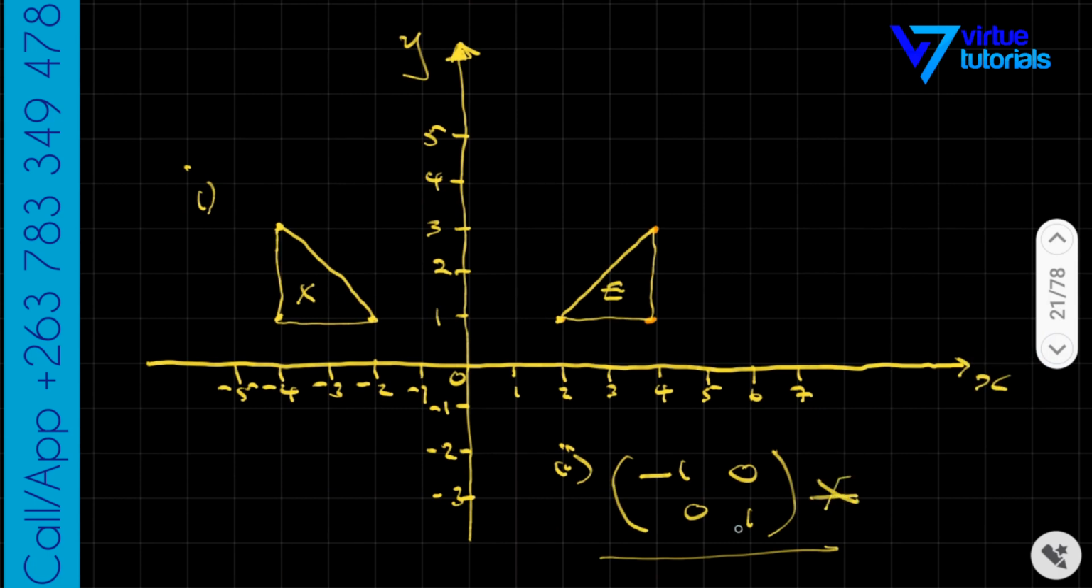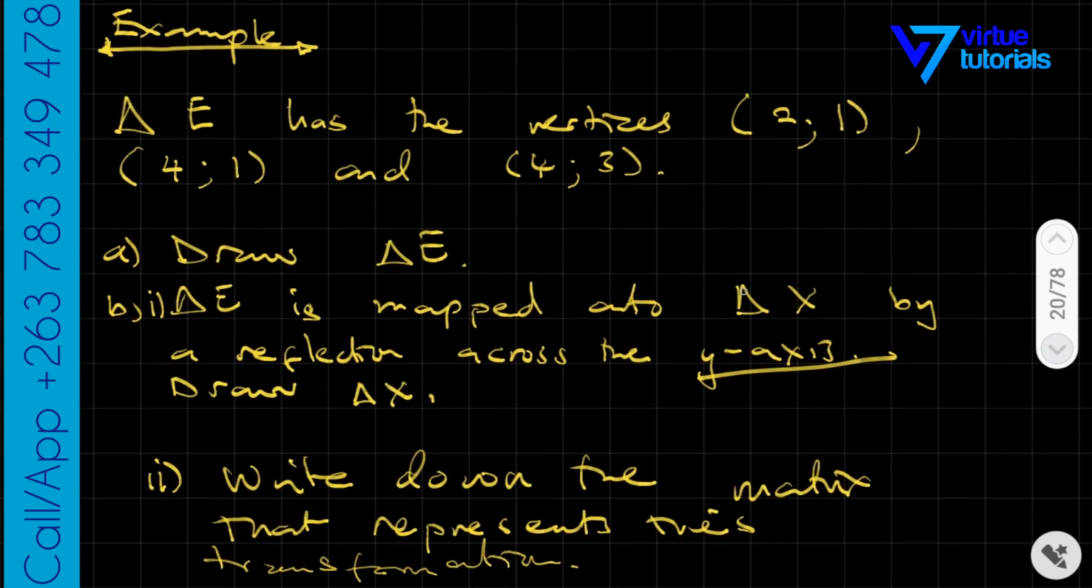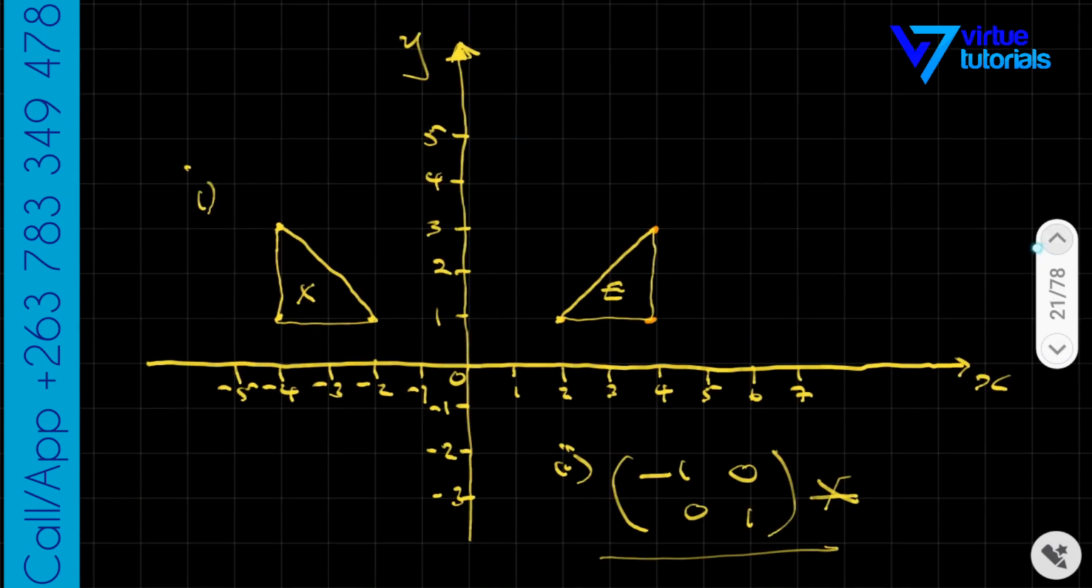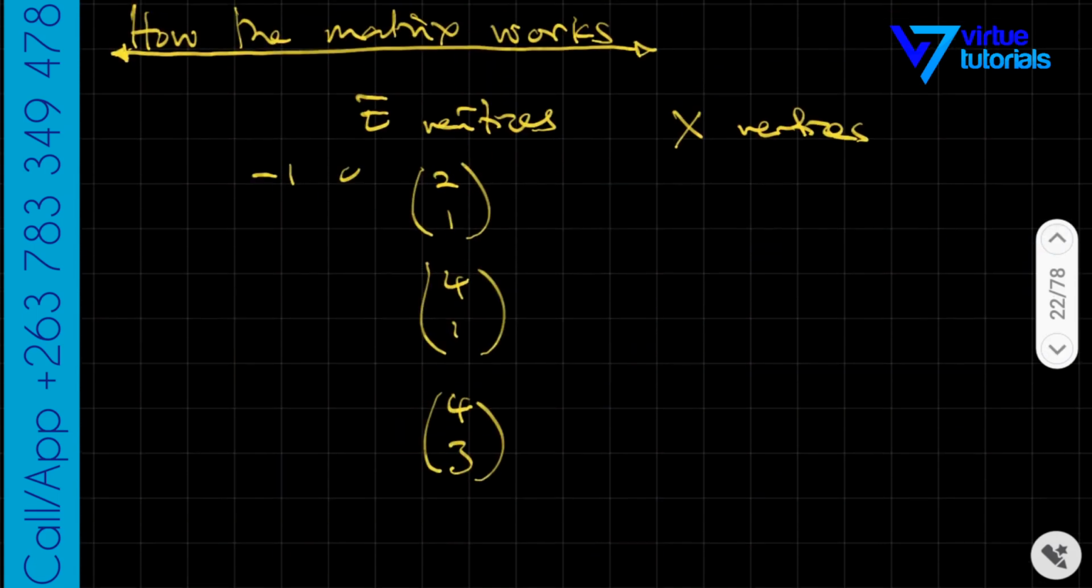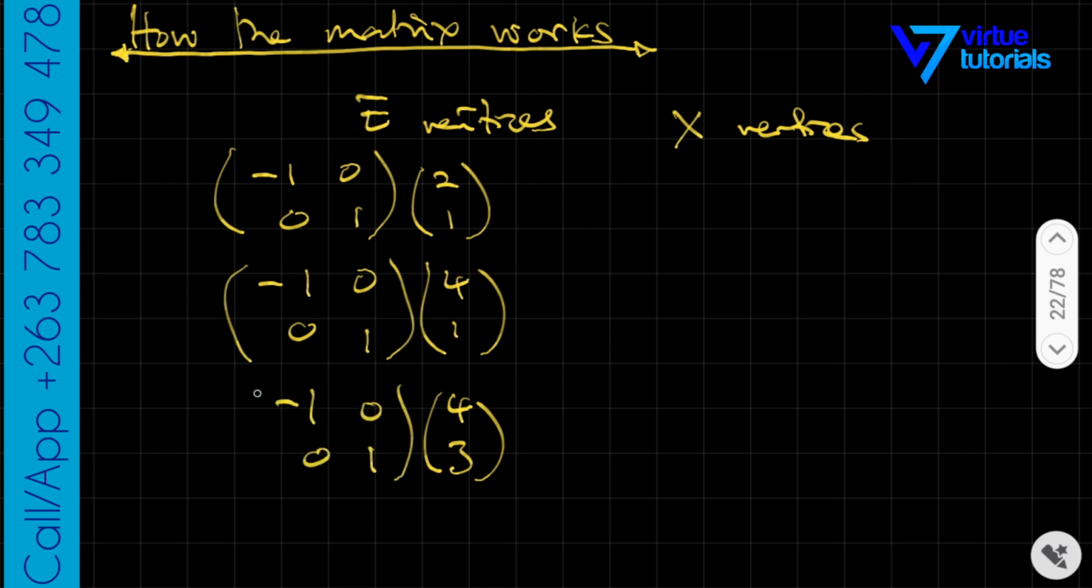This is the matrix that represents reflection across the y-axis. We use this matrix to multiply these original points. So you'll have minus 1, 0, 0, 1, minus 1, 0, 0, 1, minus 1, 0, 0, 1. Okay? So we multiply this times that, this times that, this times that. But make sure you write your coordinates in column form, not in row form like what we did earlier on.